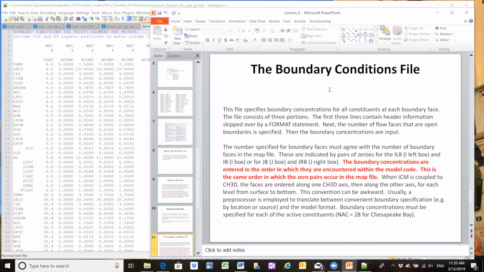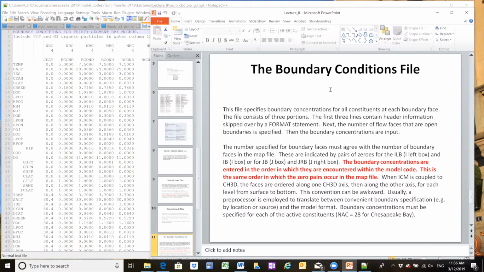So boundary conditions. Boundary conditions are at those open faces, the places where there are two zeros. The Susquehanna River in the bay is a boundary. The ocean, all that ocean is a boundary. On Thursday morning we will look at the real Chesapeake Bay boundary conditions, and we'll look at a processor that creates the files. But for now, let's just go over this.